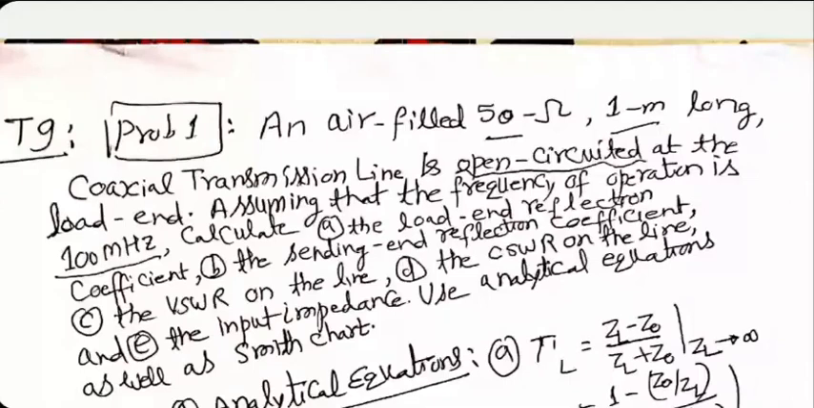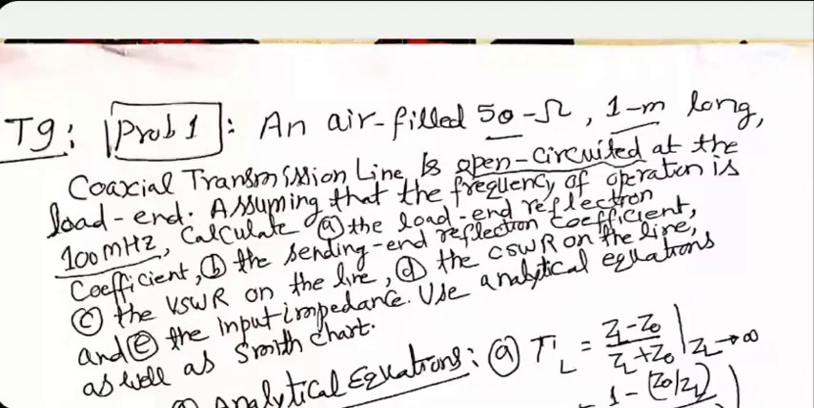We are supposed to figure out the reflection coefficient at the load end and at the generator end or sending end. When they say reflection coefficient, by default, they mean voltage reflection coefficient. And then the VSWR on the line and CSWR also, which are equal to each other anyway, as we have seen in the past. And then the input impedance.